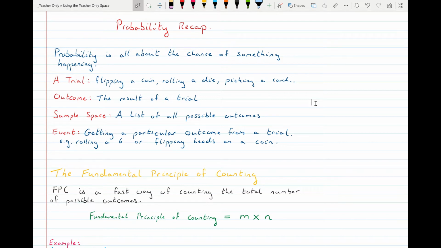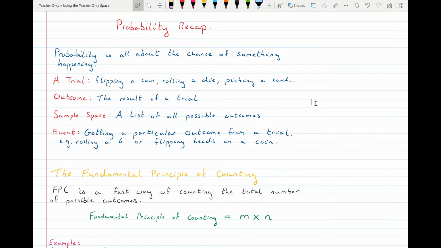We've been talking about probability up to now, and probability is all about the chance of something happening. So you might remember that we were talking about the chance of it raining tomorrow, the chance of rolling a 6 on a dice, or the chance of tomorrow being Tuesday. All of those have probabilities, or the likelihood of them happening.